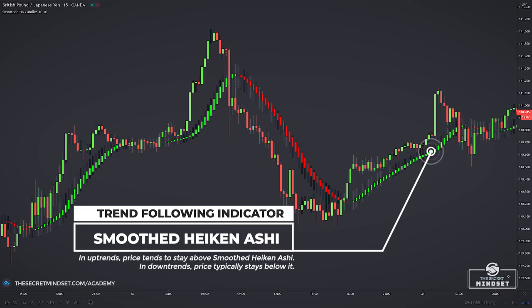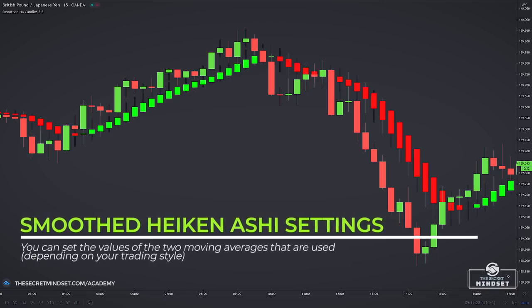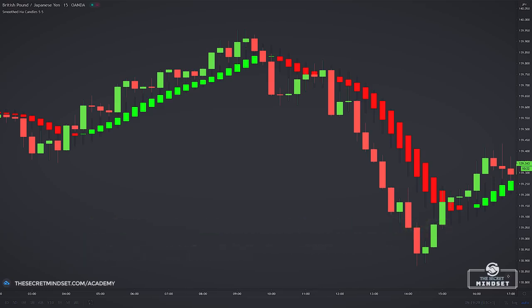The first possibility of a change in trend is when the price crosses through the indicator. Downtrends start to reverse when price crosses back up and through the smoothed Heiken Ashi, while uptrends show signs of reversal when price falls through the smoothed Heiken Ashi below it. The settings for the smoothed Heiken Ashi indicator are very simple. You can set the values of the two moving averages that are used. Depending on your trading style, scalping, day trading or swing trading, you can change the value of the indicator to suit your trading needs. Here are several settings you could try.